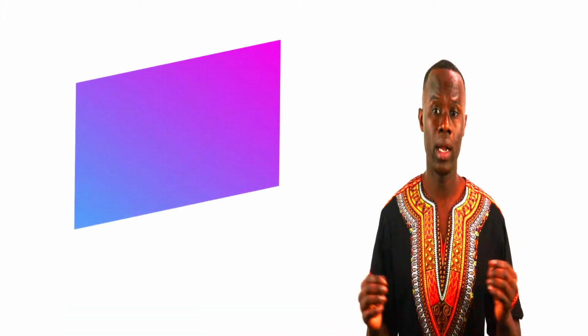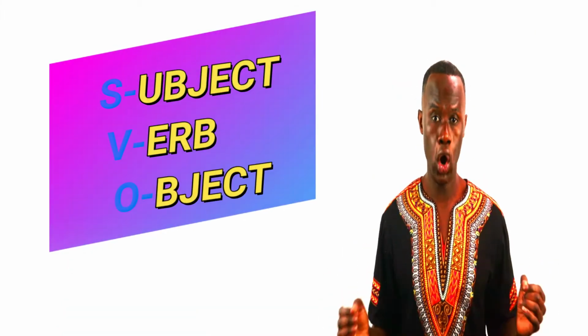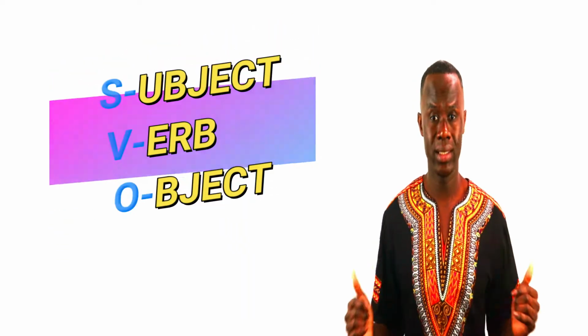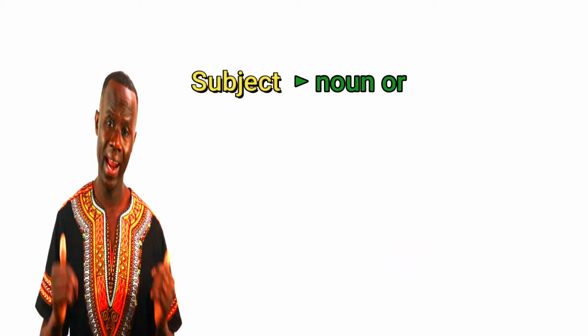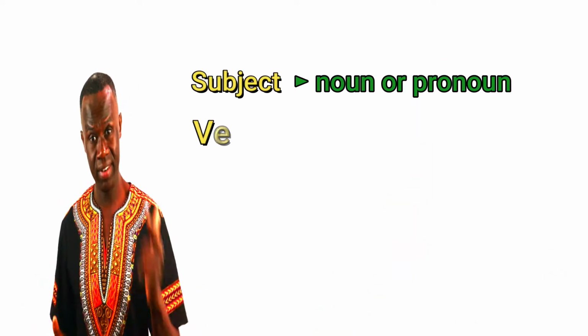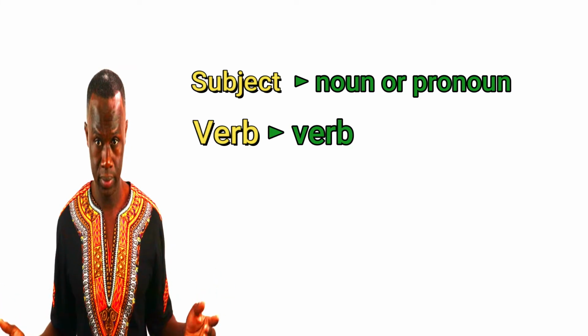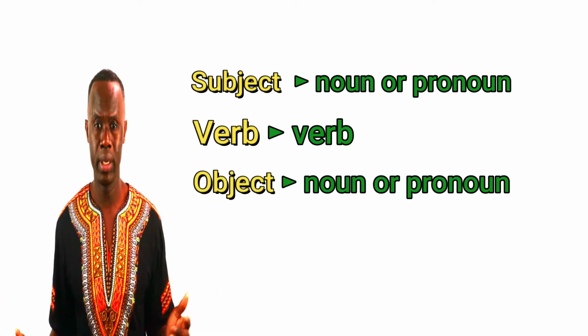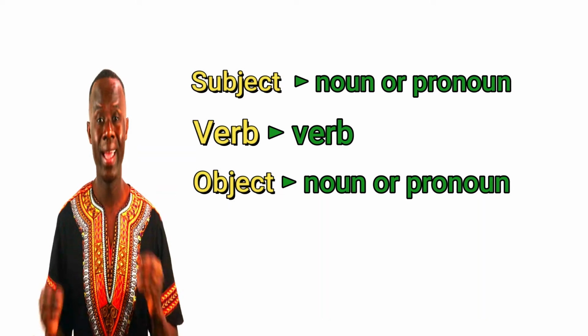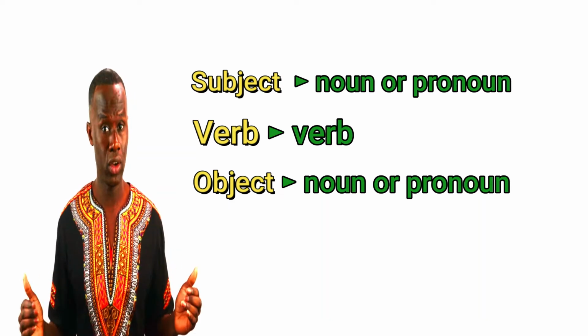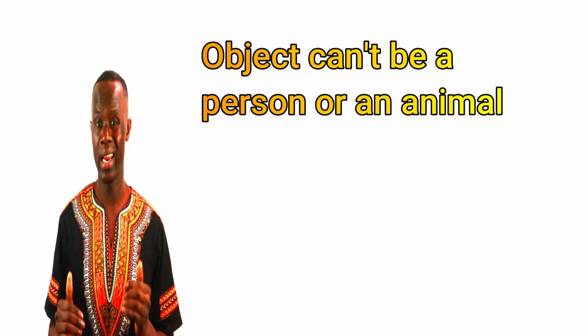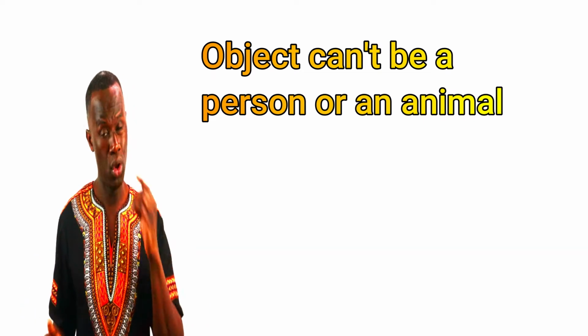But in the Spanish language, the pattern can become a little more complex than SVO. And in order for you to understand the complex pattern, you must first learn the simple structure. Now, the subject can be a noun or a pronoun, and the verb, well, can only be a verb. And the object can also be a noun or a pronoun, even though some people make the mistake of thinking that the object cannot be a person or an animal, which is wrong.